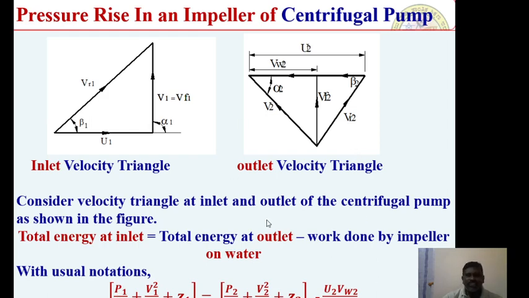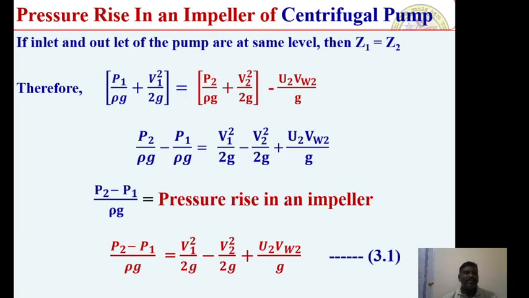In most situations, Z1 is equal to Z2, so we should not consider it in the analysis, right? Therefore, Z1 is equal to Z2. Therefore, if you write the expression, we have P1 by rho g plus V1 square by 2g is equal to P2 by rho g plus V2 square by 2g minus U2 Vw2 by g, right? So P2 by rho g minus P1 by rho g, that is the total pressure energy at outlet minus the total pressure energy at the suction side.